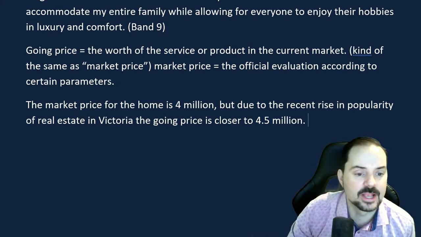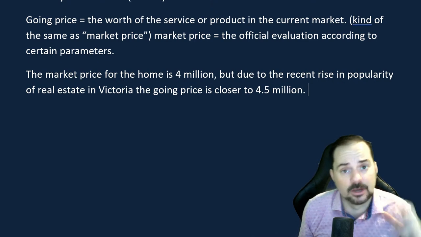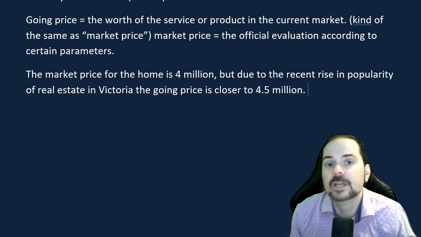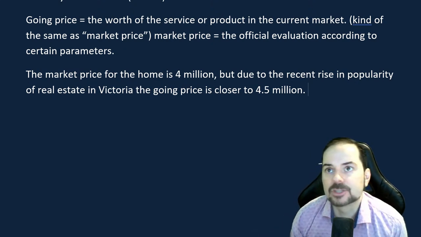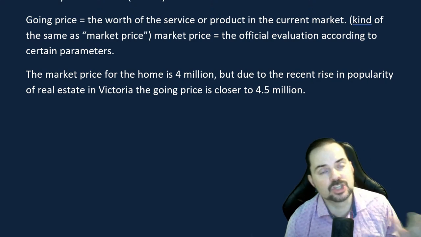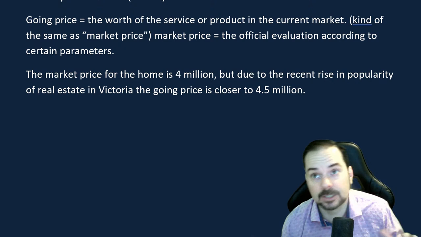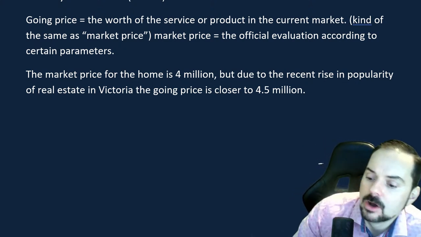Really getting granular there. So that's the difference, Dewey, is the market price is the official price on paper. The going price is what it's actually going for in the current market. Okay, so it can be a little bit different. And that's true. So in Victoria, it's changing now, but last year, the going price was 10% more than the market price. Okay. All right.